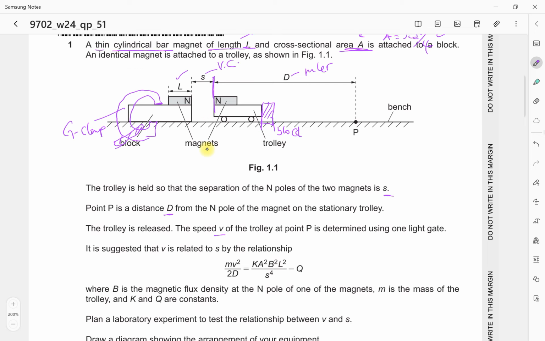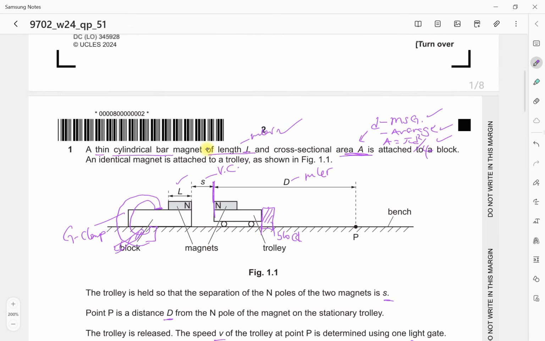So the speed v of the trolley at point P is determined using a light gate. So we are going to put a light gate here. Let's say this is the light gate. Whatever you draw, you just label it. So this is the light gate.